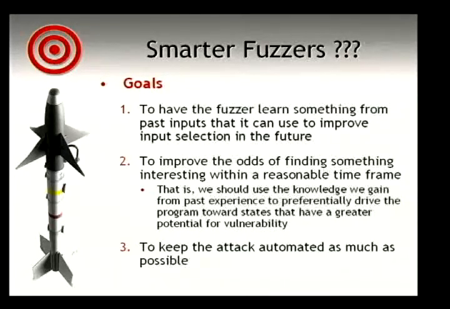Obviously, throwing random inputs at a program is going to take a lot of random inputs before you potentially get somewhere interesting or make the program crash. So if we could drive our input selection a little more intelligently, maybe we could reduce the time frame and make things a little bit more efficient. And then, of course, our third goal is to keep the attack as automated as possible. We don't want to revert back to more of a white box analysis approach.